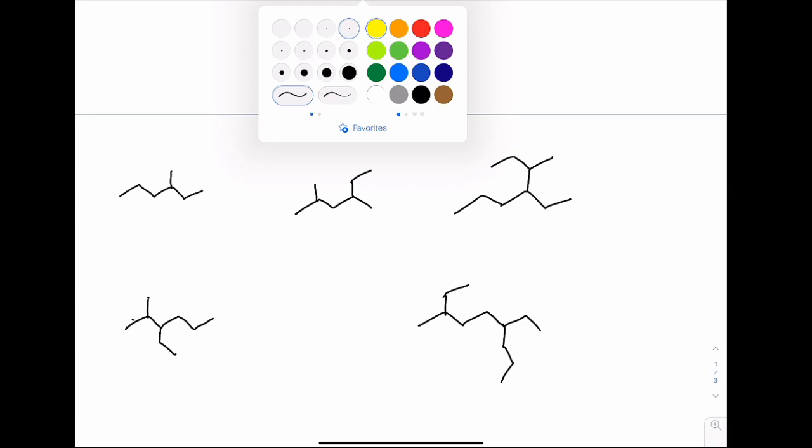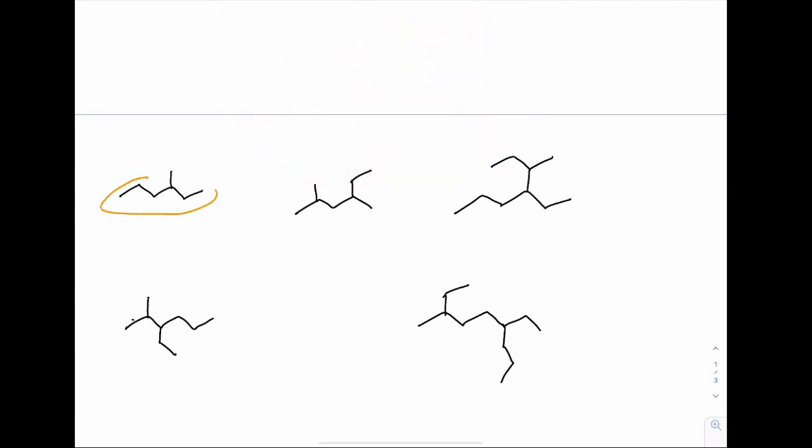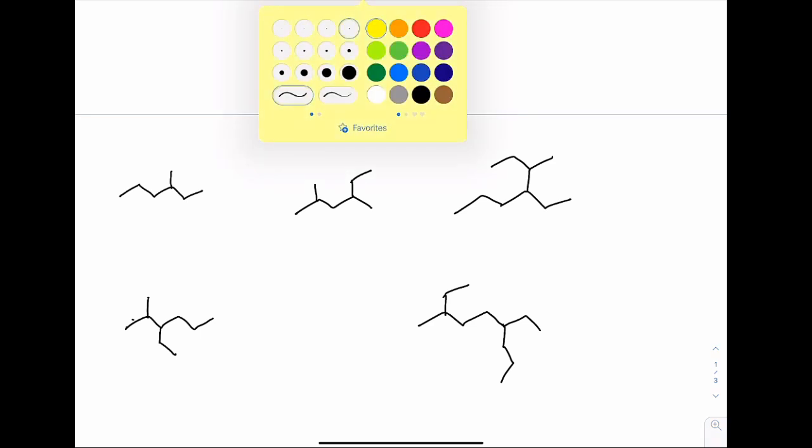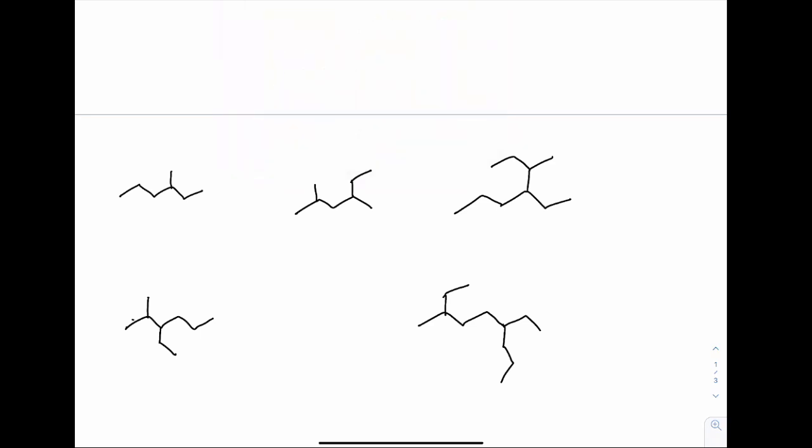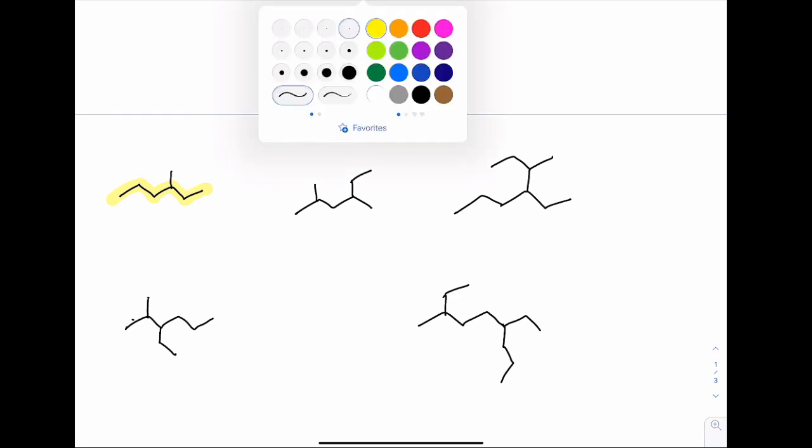So if you don't have a highlighter, I would circle that. I'm going to highlight it though. Ooh, highlighter. So that's my parent for that one. So go ahead and give the other ones a shot and then come back and see if you get the same thing as me.